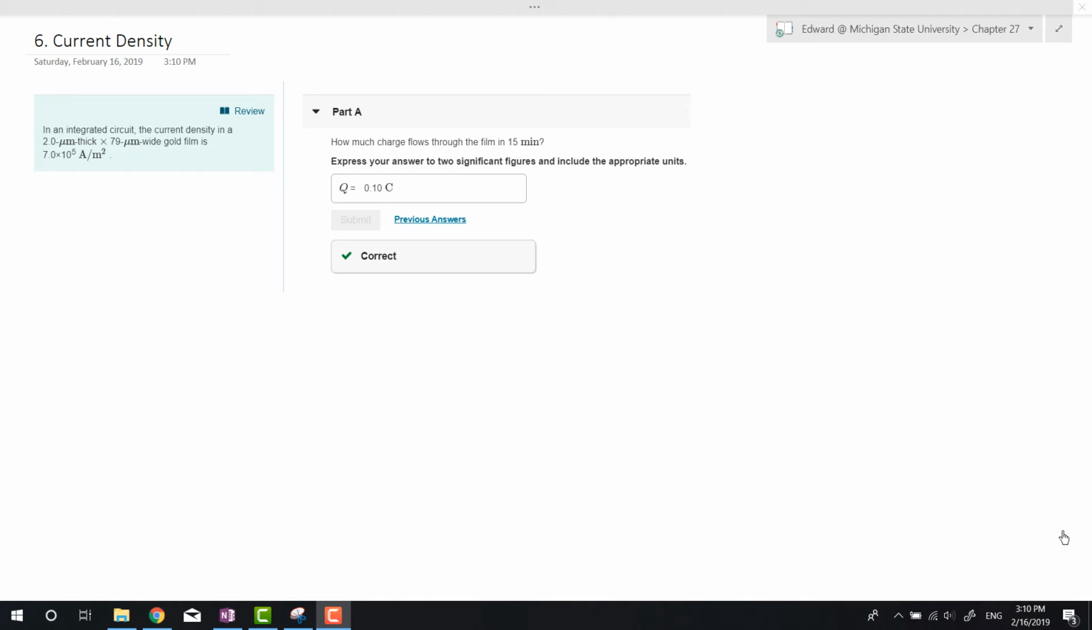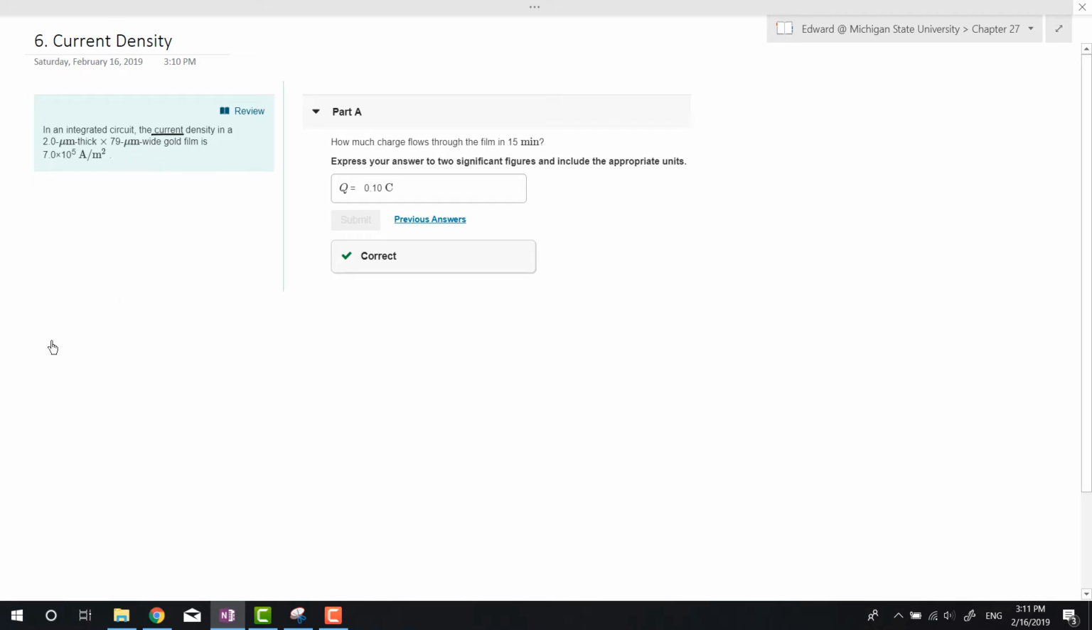All right, some more Master in Physics, Chapter 27, question number 6. We're given a question: in an integrated circuit, the current density, right? Not the electron density, but the current density, okay? A 2 micrometer thick by 79 micrometer wide gold film is, well, that's the charge density.